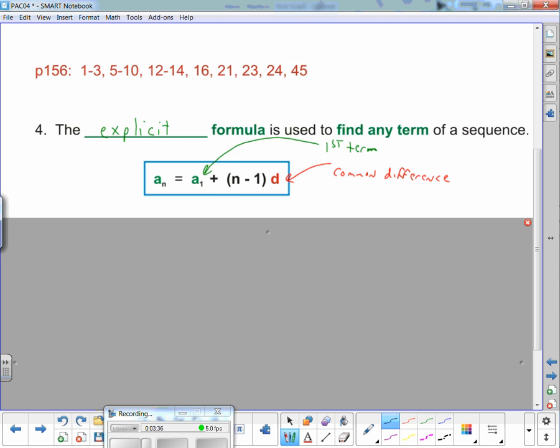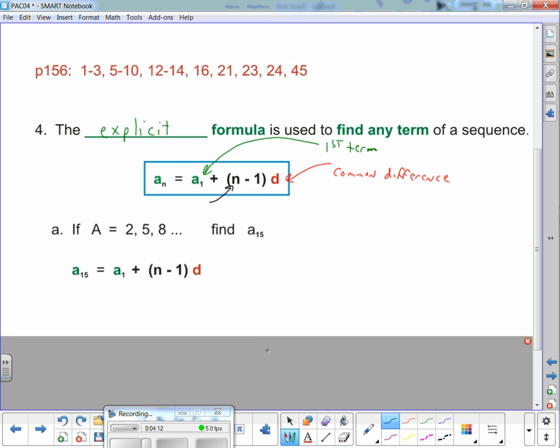Now, the only thing left is n. And n would go along with whatever term you're trying to find. If you're trying to find the 10th term, n is 10. If you're trying to find the 30th term, n is 30. If you're trying to find the 11th term, n is 11. So that's all n is. Okay, so let's see if we can use that and solve some problems.